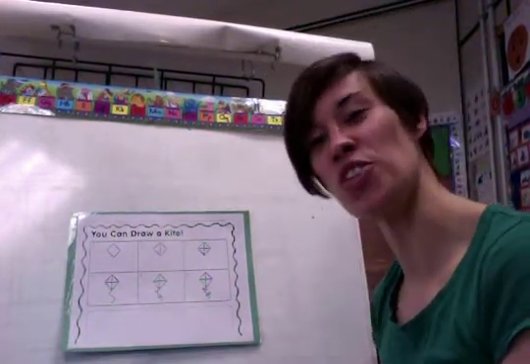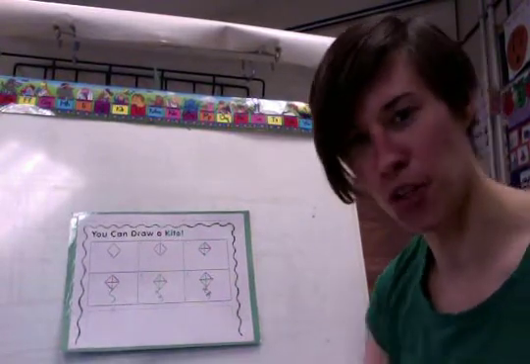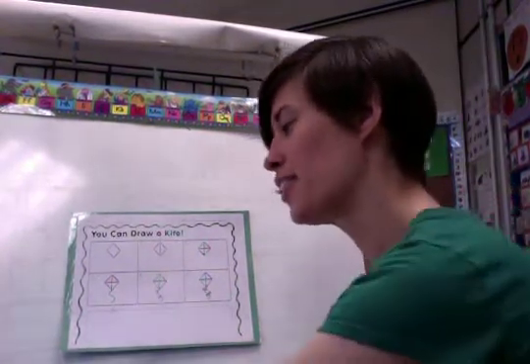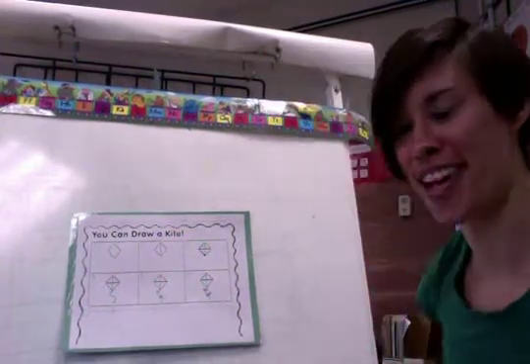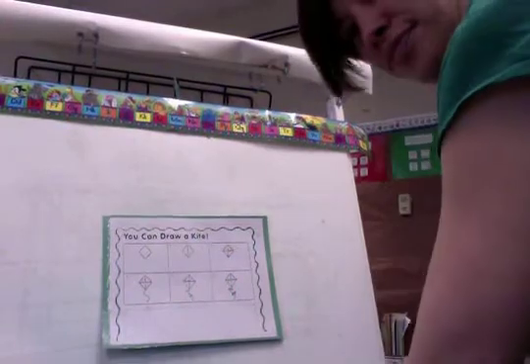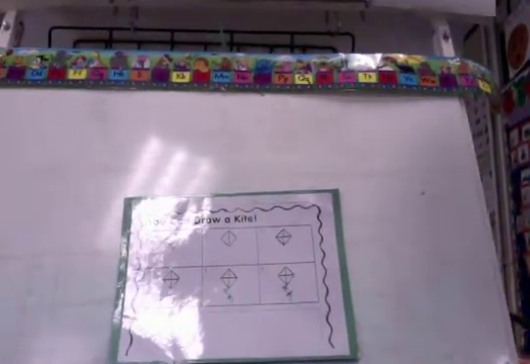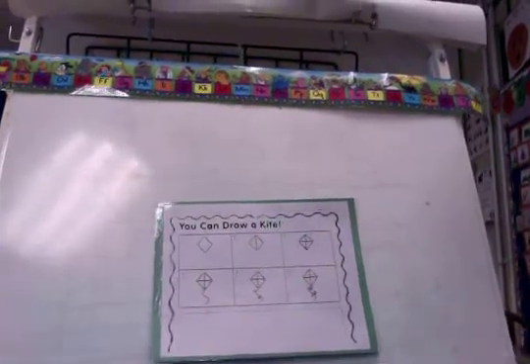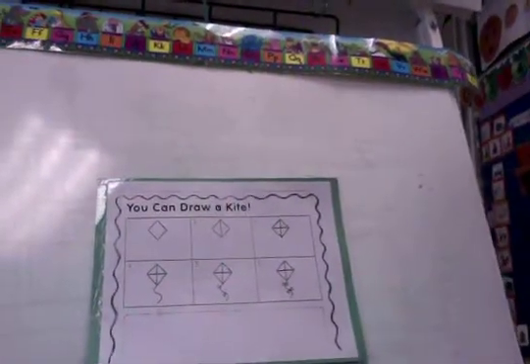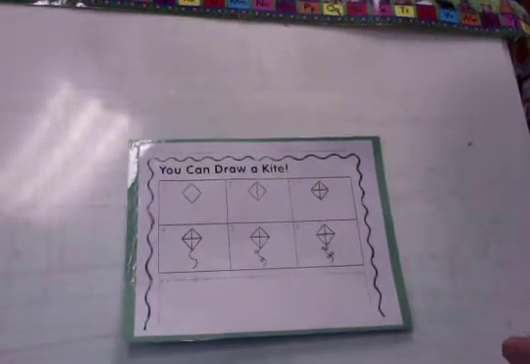Let's take a look at how to draw a kite. I'm going to move and pull the screen up for you so you can see the whiteboard better. And then we're going to follow these steps. All right, here we go. There we go. Get this shine off of there. Perfect. Okay.